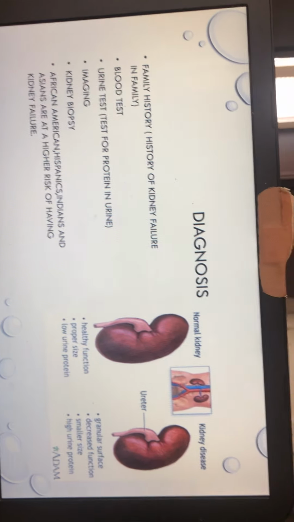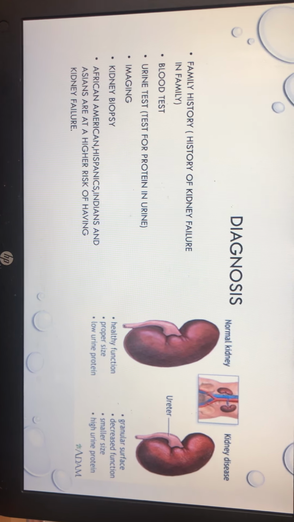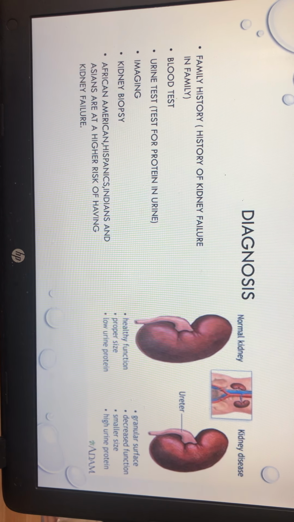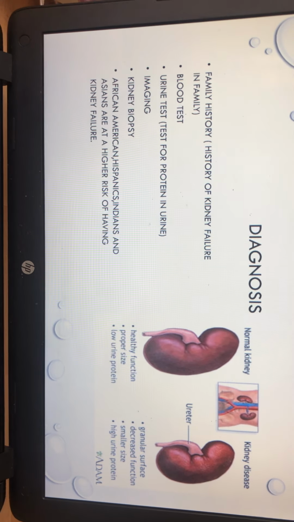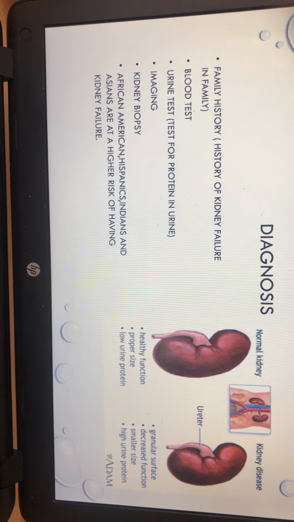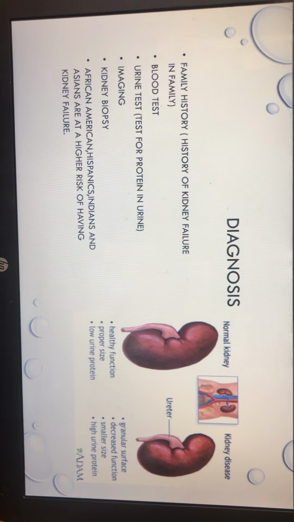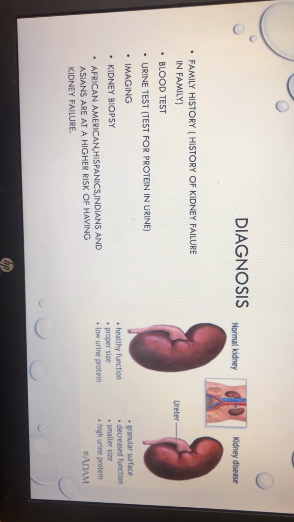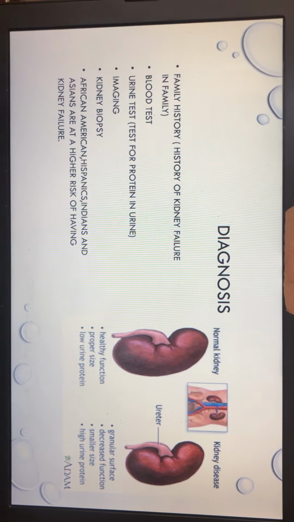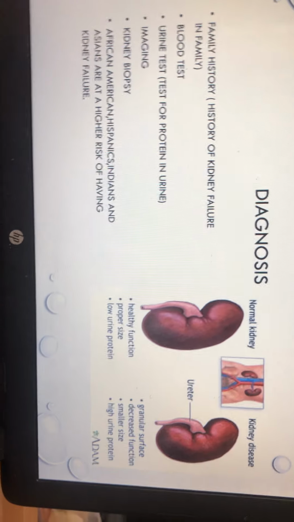Also, a blood test could be given. The purpose of the blood test is to detect the levels of creatinine. Also, urine tests can be done, which test for proteins in the urine. So if your levels are too high or too low, imaging can be done to the kidney area to see if there's any swelling. A kidney biopsy can be done.